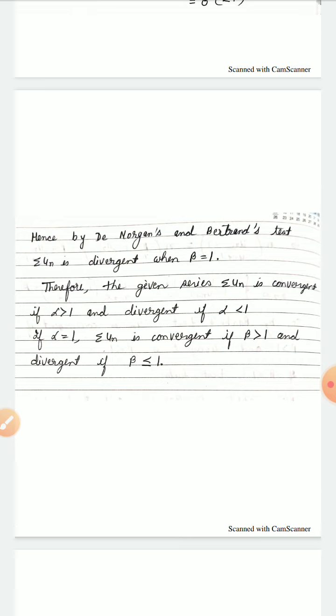Therefore, the given series summation un is convergent if alpha is greater than 1 and divergent if alpha is less than 1. And if alpha is equal to 1, summation un is convergent if beta is greater than 1 and divergent if beta is less than or equal to 1. Now come to an application of Gauss ratio test. That means we will discuss an example.